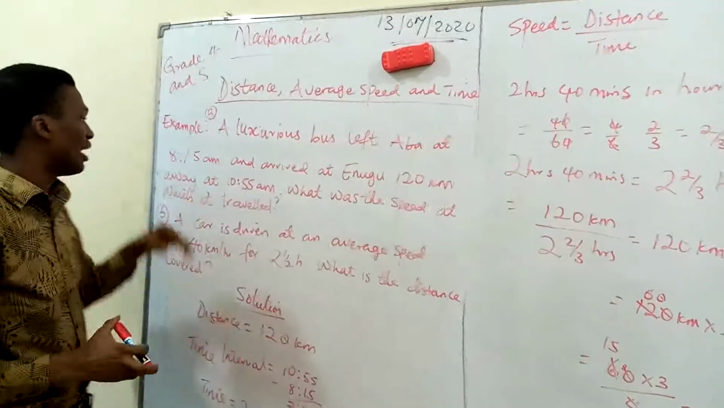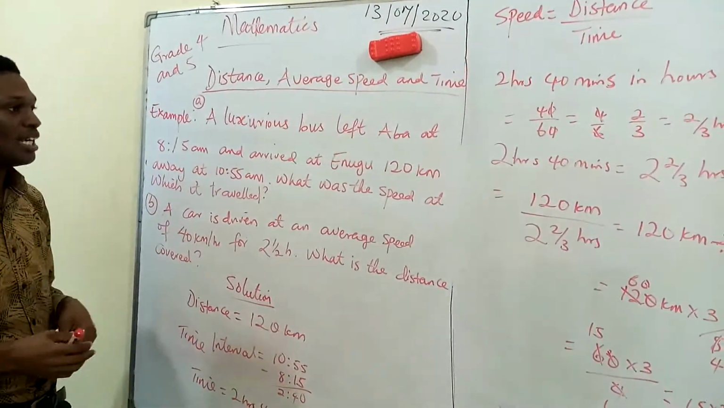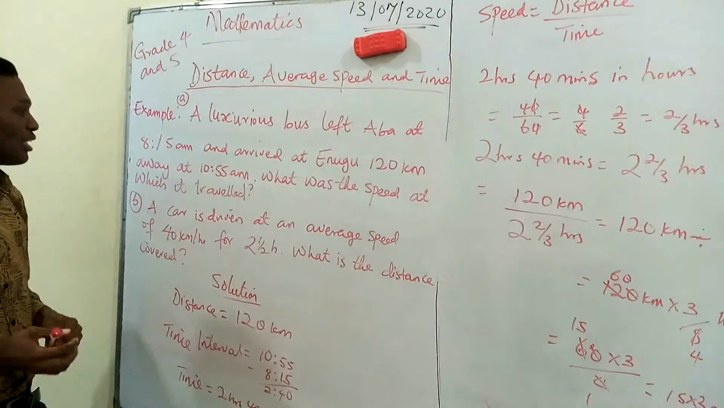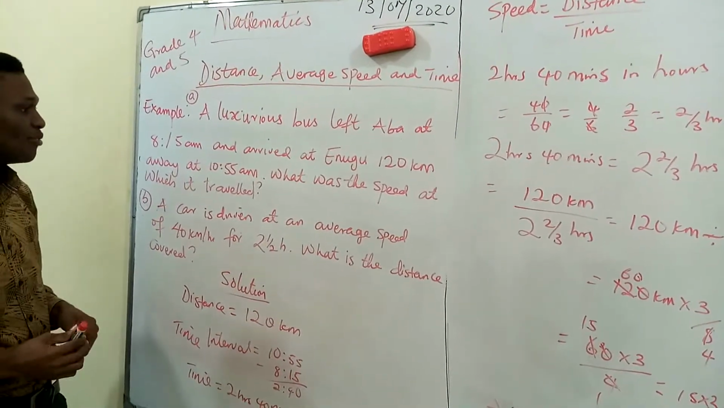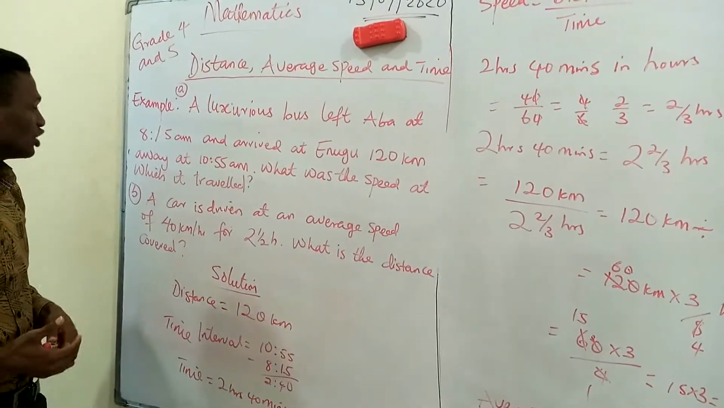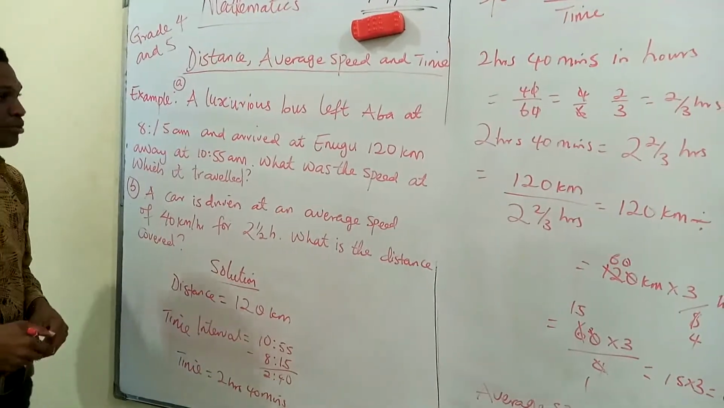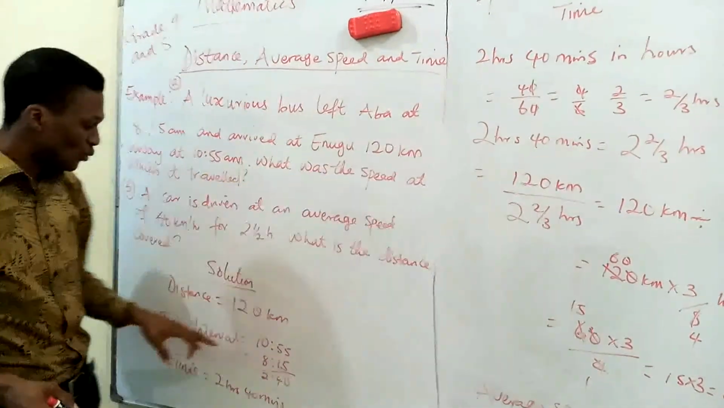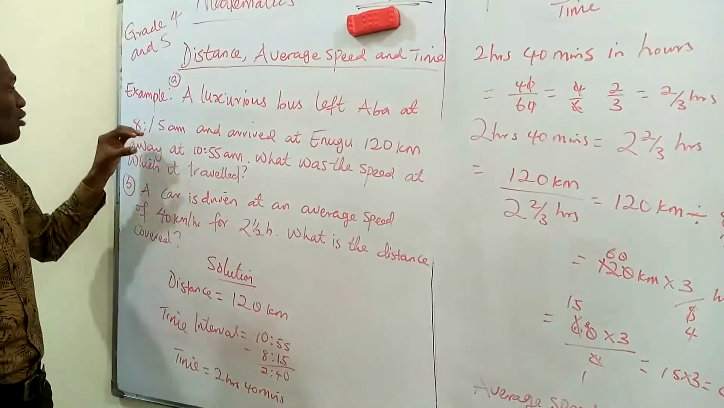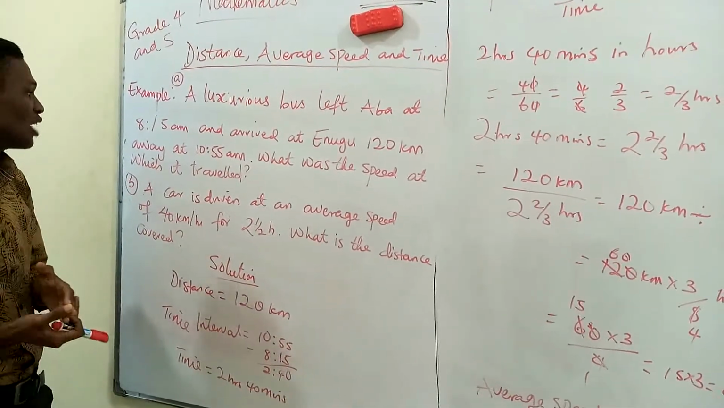Let's go over it again. A luxurious bus left at about 8:15 a.m. and arrived at Enugu, 120 kilometers away, at 10:55 a.m. What was the speed at which it traveled? We are given a distance of 120 kilometers and we are not given the specific time of travel.